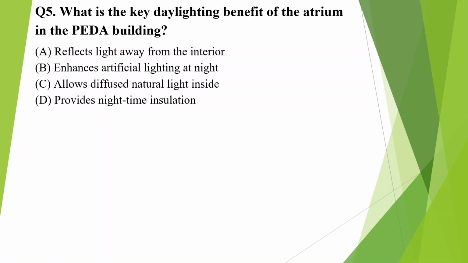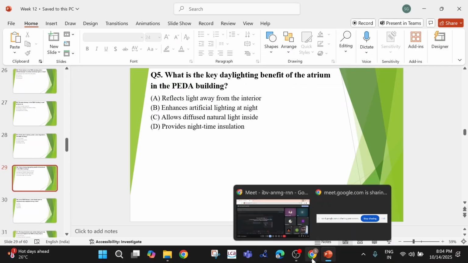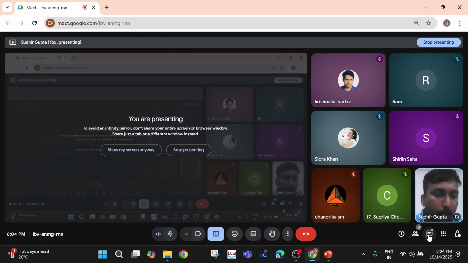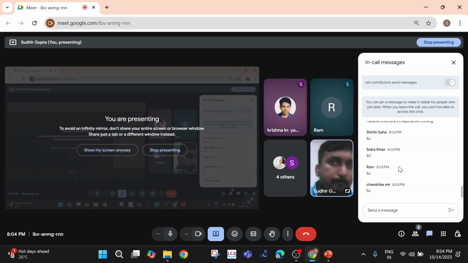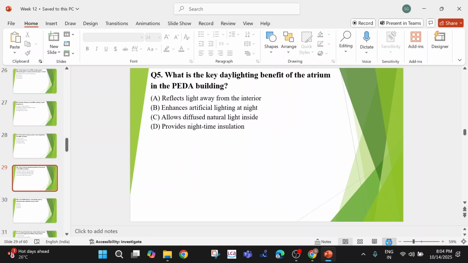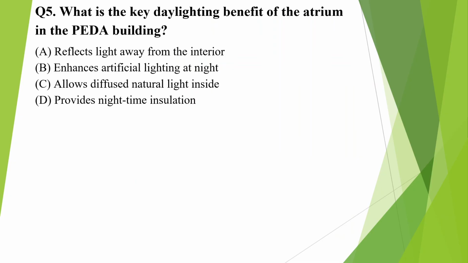So I hope most of you have given your answers and point of view for this particular question number 5. Yeah, I can see Celine, Sidra, Ram, Chandrika, all of you have given your point of view, and you have opted for option C, and all of you are correct. Option C is the correct answer.